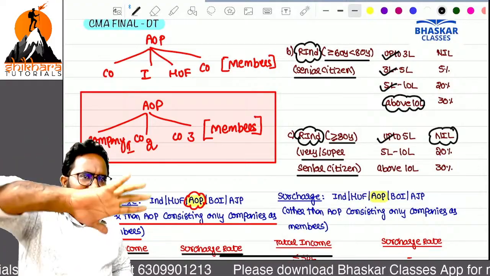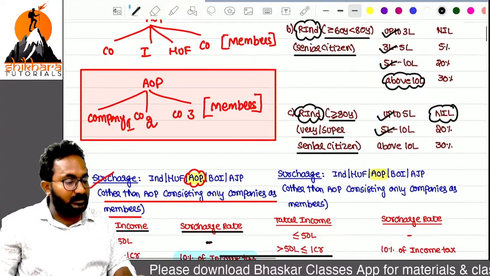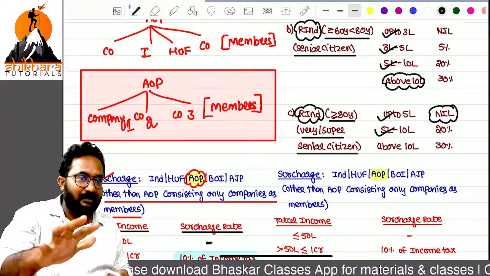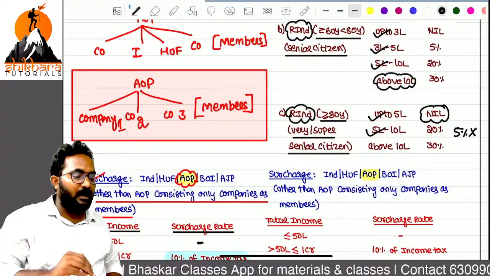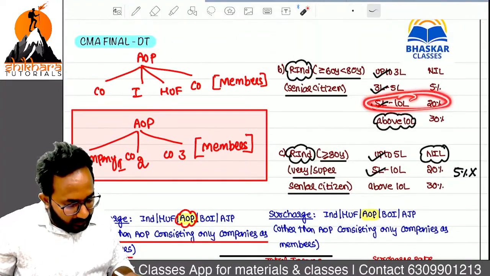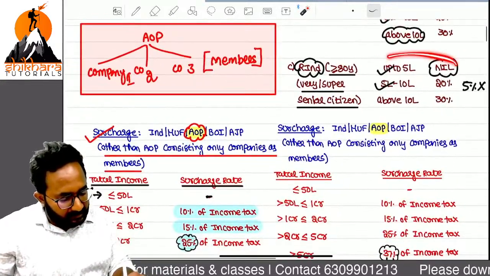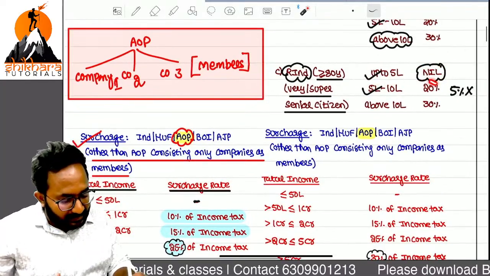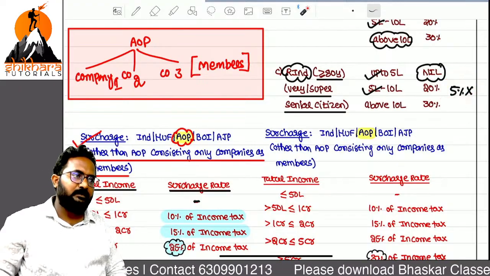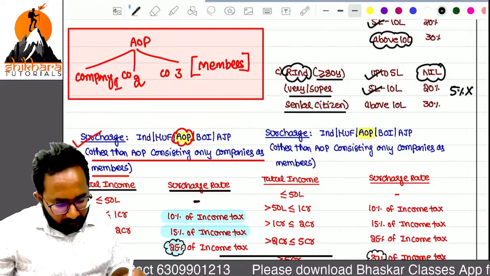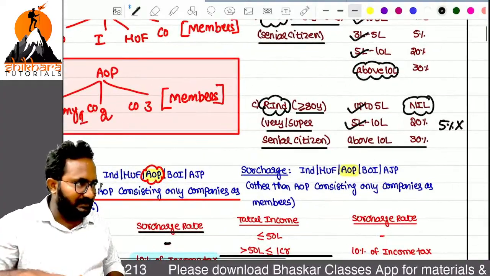So next slab, 5 lakh below, no need to pay the tax. Next slab is what? 5 lakh to 10 lakh. Here you may be tempted to take the 5% rate, but here the 5% slab is not at all there. Directly, 5 to 10 lakh always, what is the tax rate? 20%. So up to 5 lakh there is no tax liability, and 5 to 10 lakh you have to take the 20% slab. If you take 5%, that's gone. Above 10 lakh always 30%. I hope you are getting clarity about the tax rates and slab rates also.